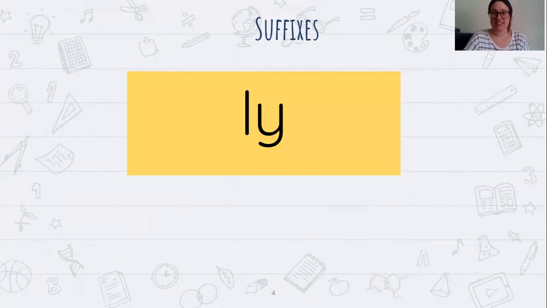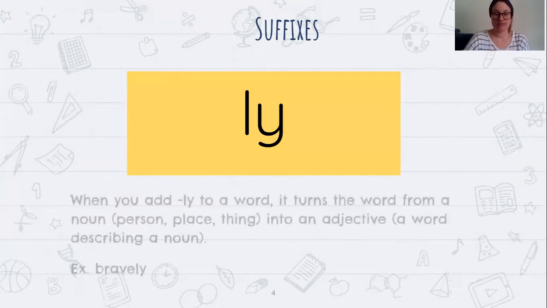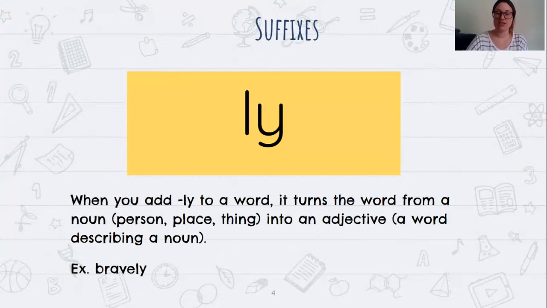Suffix ly says ly. When you add ly to the end of a word, it turns the word from a noun, which is a person, place, or thing, into an adjective. An adjective is a word that describes a noun. So if you use Mrs. Jones' example from yesterday, the word bravely, it describes someone or something.